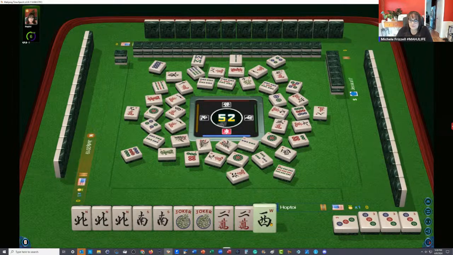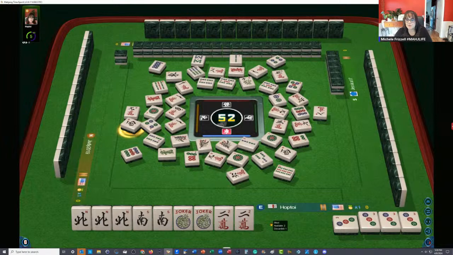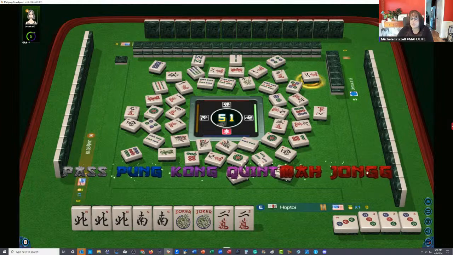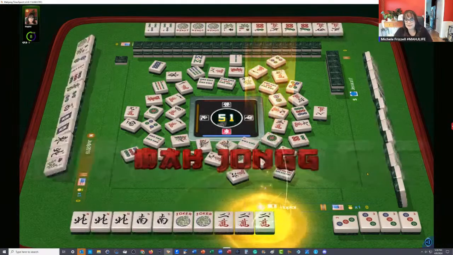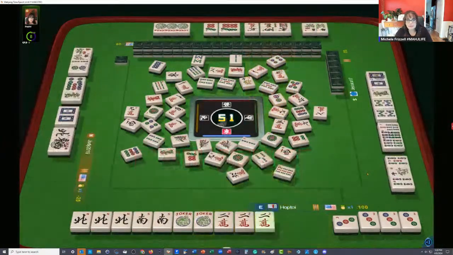Oh, another west. West wind. There's a hesitation on the west. Huh. Somebody's playing winds. 2 characters. There it is. Mahjong. Woohoo! Mahjong. All right. All right.